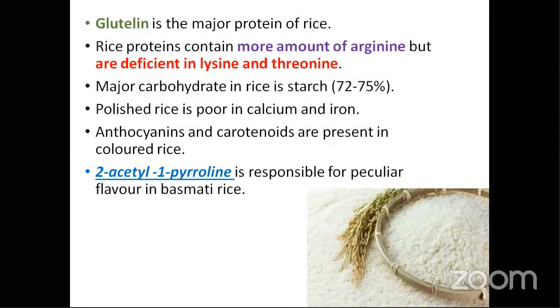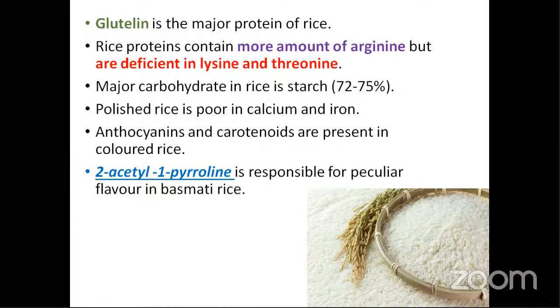Then glutenin, it is not glutenin, N-I-N. It is present in wheat. If I say L-I-N, glutenin, that means it is present in rice. This is confusing. If I say glutenin, then it is present in wheat. And if I say glutenin, L-I-N, then it is present in rice.